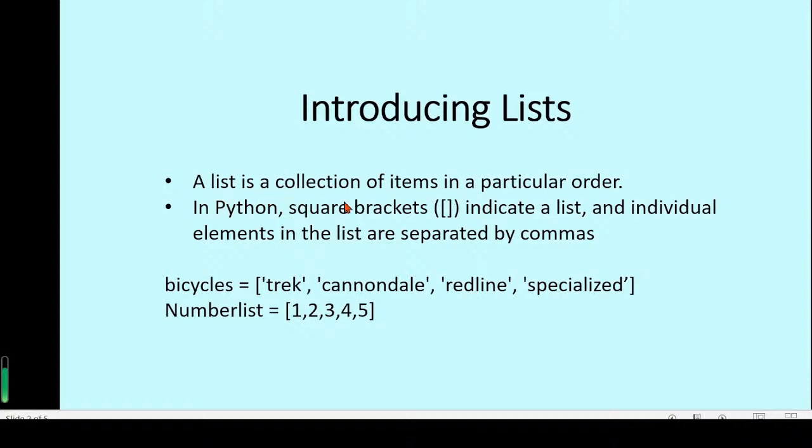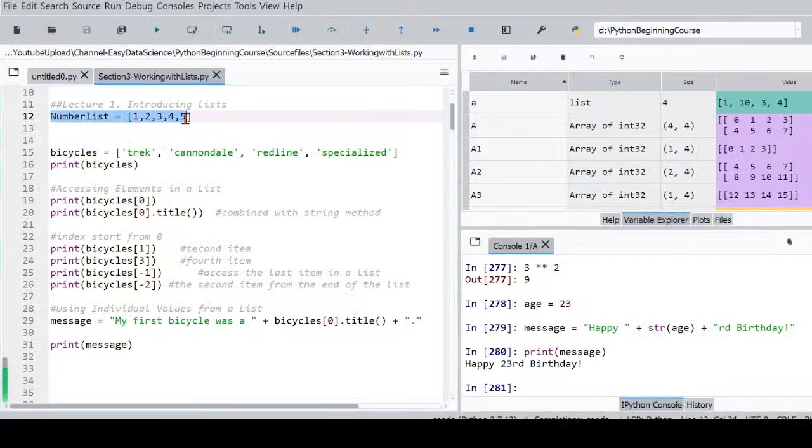A list is a collection of items in a particular order. In Python, square brackets indicate a list, and individual elements in the list are separated by commas. So we can create a list called bicycles with 4 different types as the elements of this list. So we create another list called number list with 5 numbers in the brackets. So this is a string type list, and this is a numeric list. Create a list.